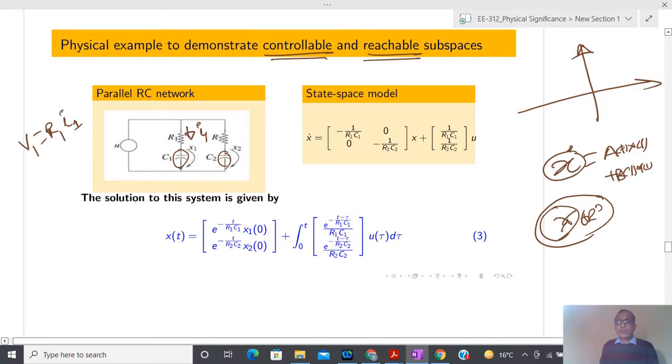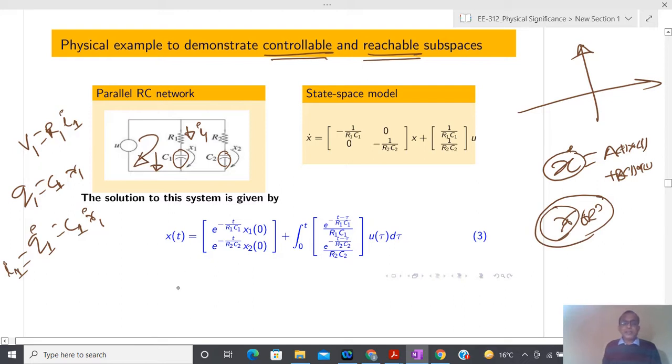I have assumed that if I know the voltage across this capacitor, then I know the charge Q1 is C1 into X1, and from here I can calculate the current I1 that is going to flow through this capacitor C1. If I know the current flowing through this capacitor, the same current will flow through this resistor. Now I can apply Kirchhoff's voltage law. This is a very simple exercise. You might have done it during your 10+2 also.